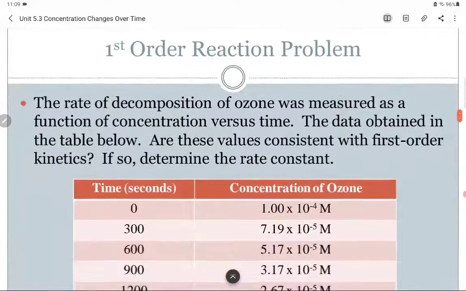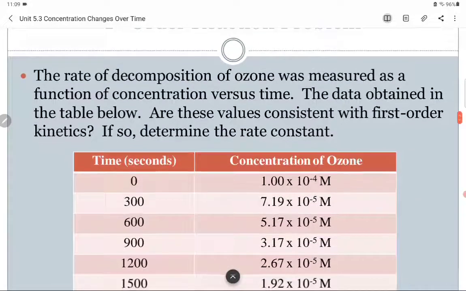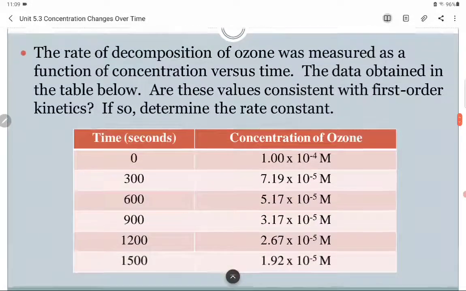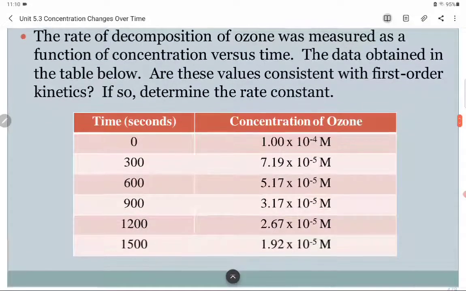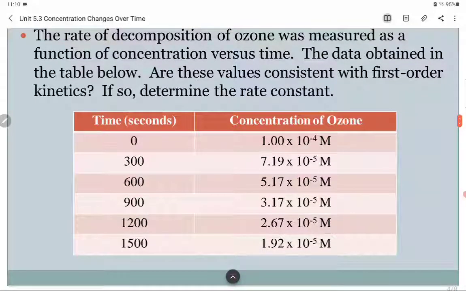Okay, so another first order reaction. This is decomposition of ozone, and someone measured the concentration of the reactant over time. And so the question is, are these values consistent with first order? If so, determine the rate constant.